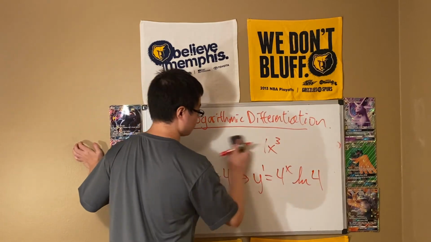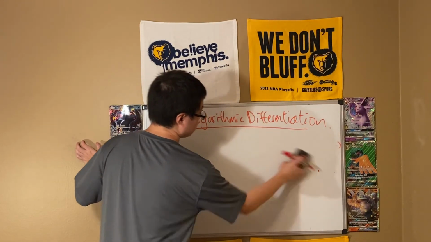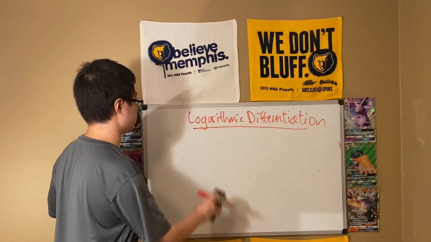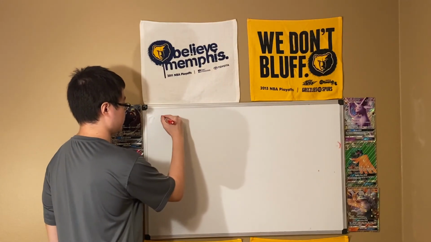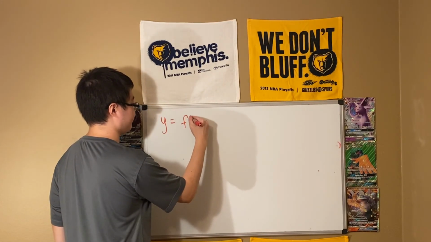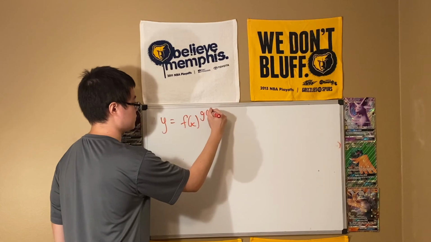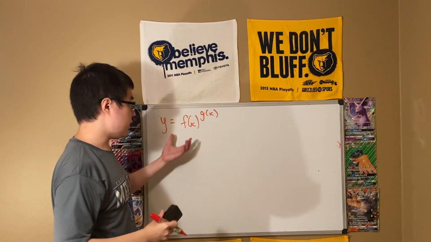So let me just erase this real quick. You know the process, what we're going to do. We're going to do log diff today, so I'm going to erase this so we can have more space to write out steps. All these questions are going to look like some function of x to some function g of x, meaning that x's are in both the base and the exponent as opposed to just one of them.